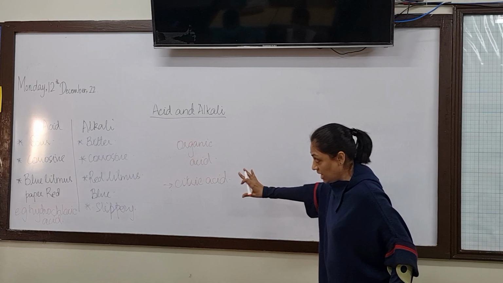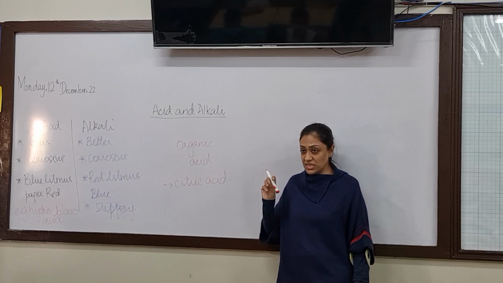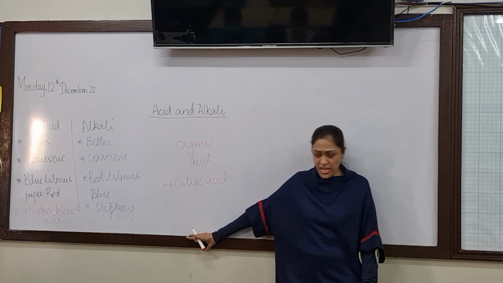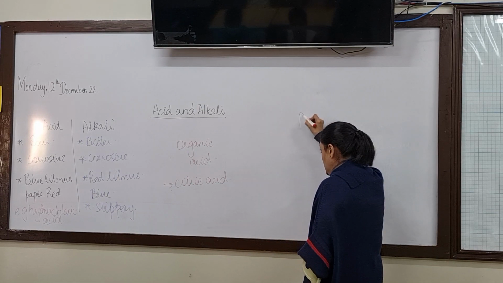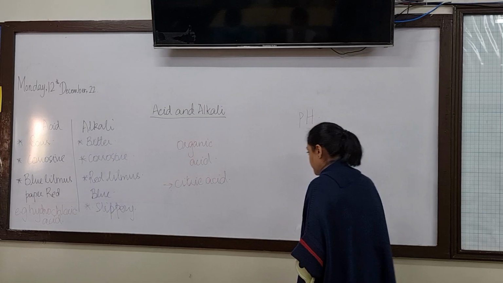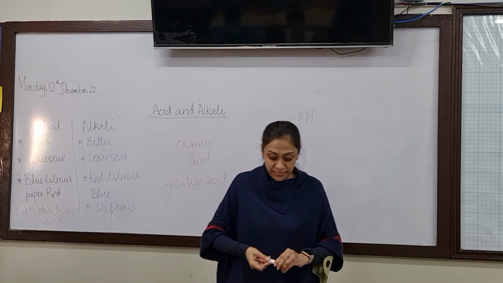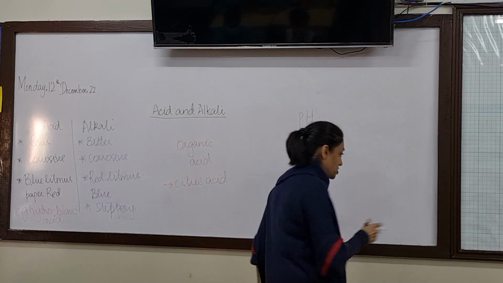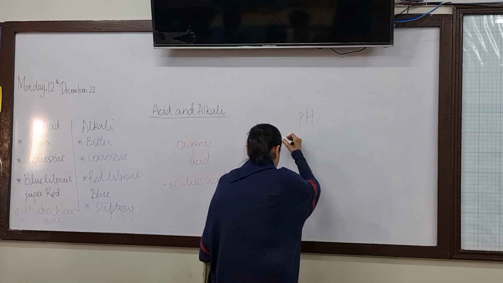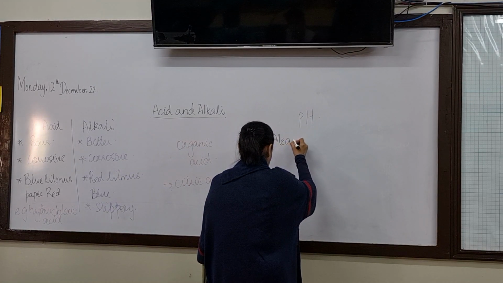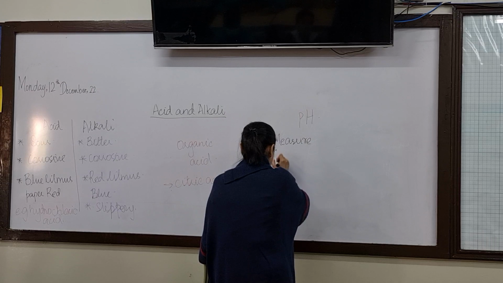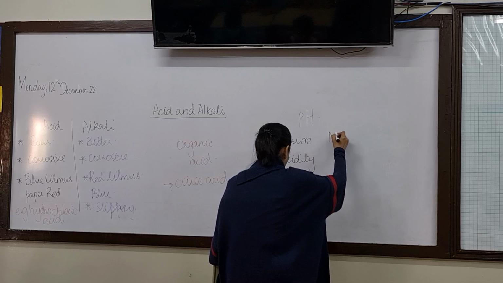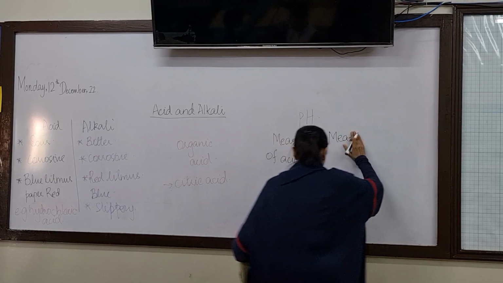Okay, so now we are done with this one. But the thing someone has discussed is that every acid and alkali has some pH. What is pH? Can someone tell me what pH is? Anyone else? Yes. pH is the measure of acidity, or it is a measure of alkalinity.